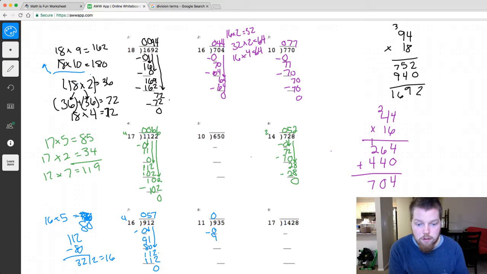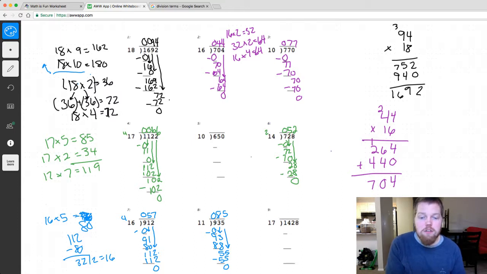Carry down our 3. How many times can 11 go into 93? 8 times. 8 times 11 is 88. Subtract, we'll get 5. So bring this 5 down. And that will go in 5 times. 5 times 11 is 55. Subtract, no remainder.